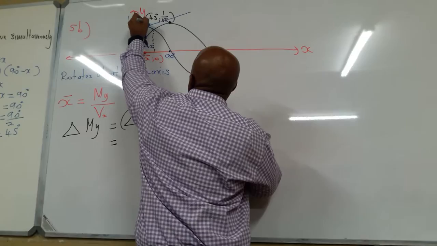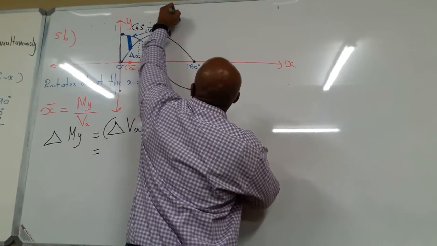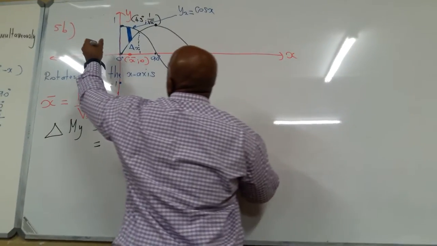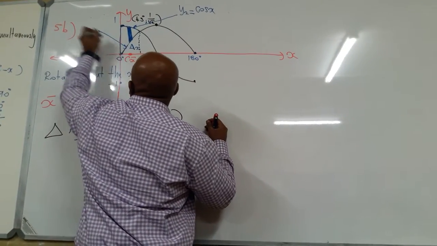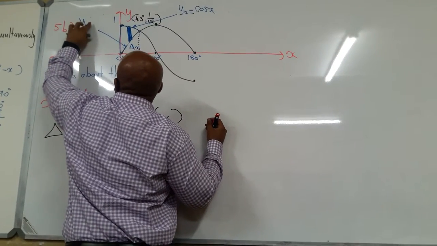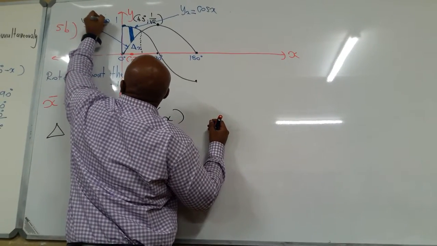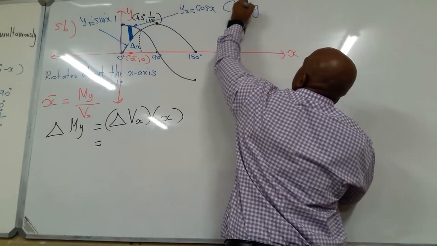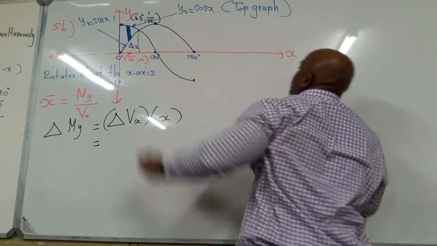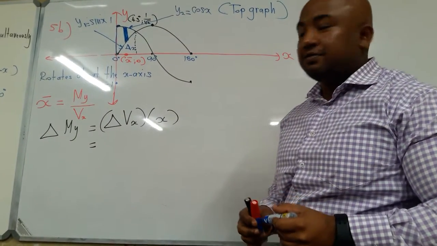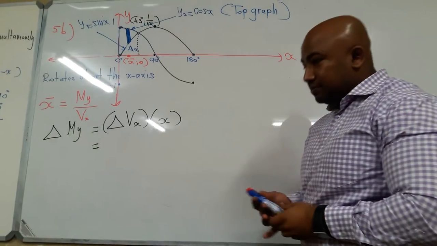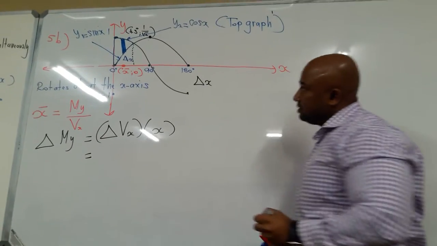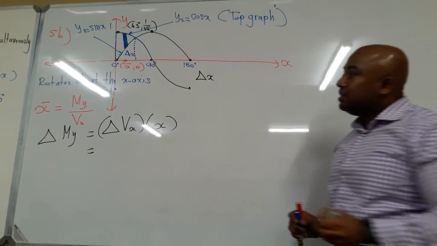So let's label it now. So the top graph, what did we call the top graph? Y2 is equal to cos x, and the bottom graph, Y1 is equal to sin x. So now, this is the top graph. So obviously, sin x is the bottom graph. Okay, so what do we know now? We are using delta x. We decided to use delta x. So what do we know now?